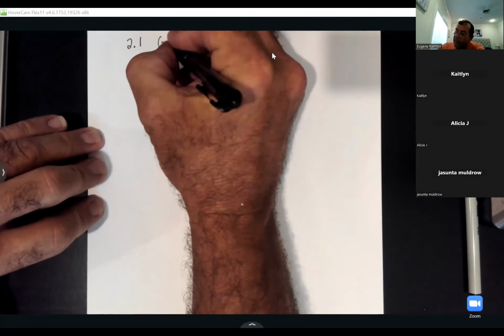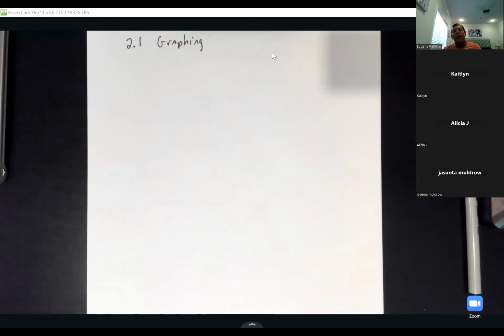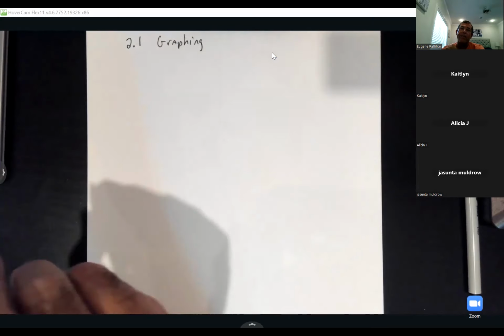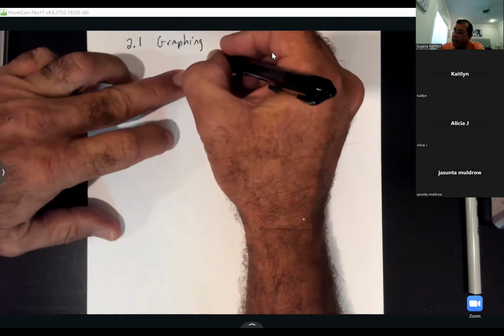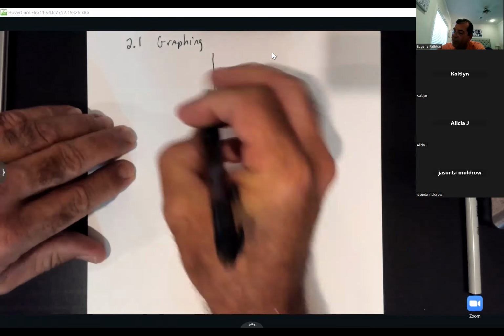All right, so 2.1 deals with graphing. And we're looking at the X and Y coordinate system now. So let's draw a graph so we can learn about it. So we're going to look at the X and Y coordinate system.